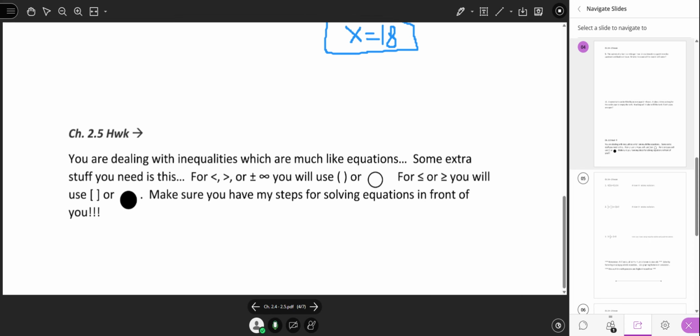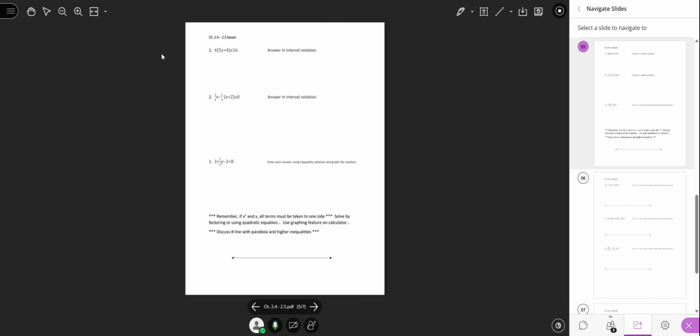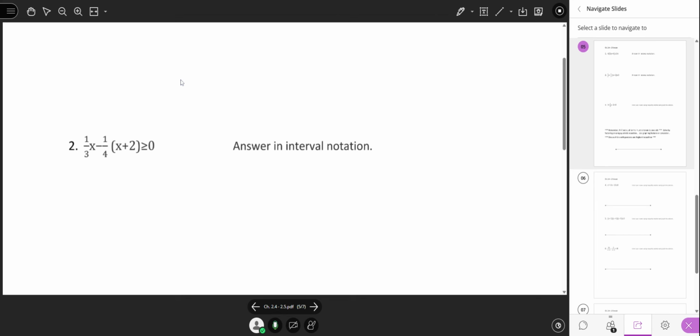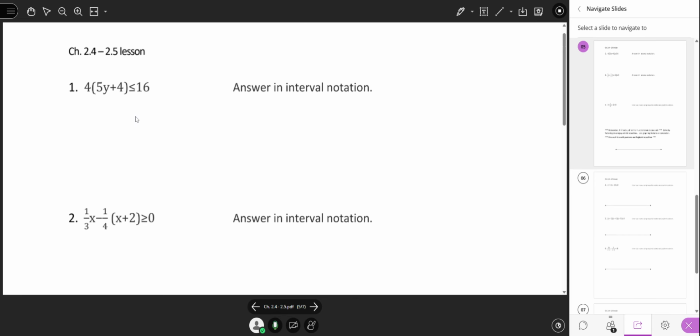Make sure you have my steps if you're solving them by hand. Okay? So number one asks you to just write the interval notation. Interval notation means writing it as an interval with parentheses and brackets, that kind of thing.